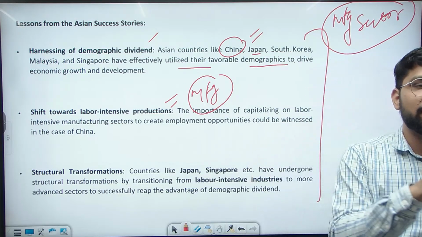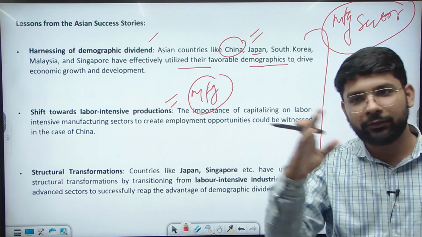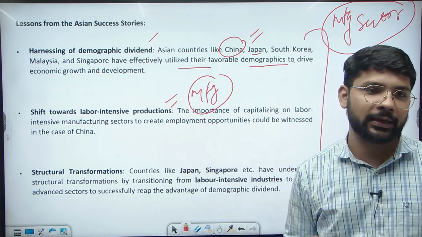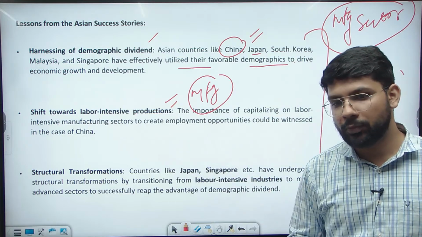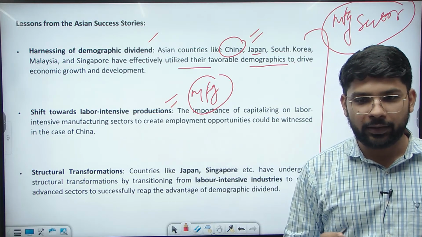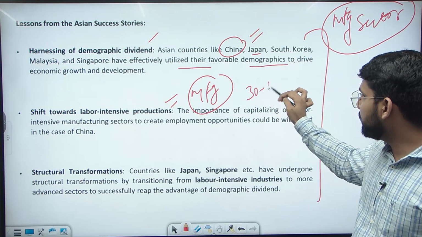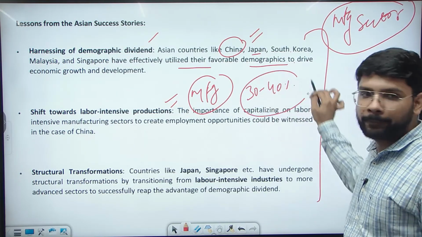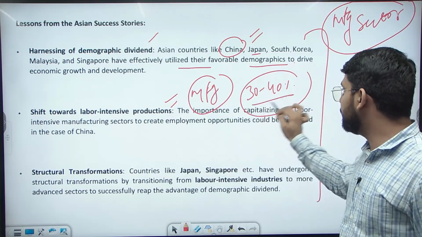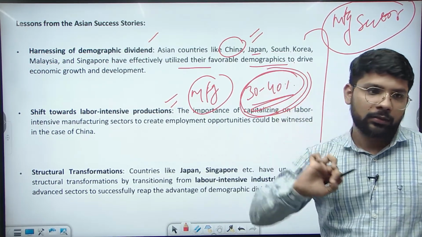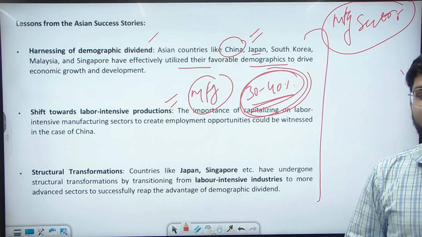30-35% of the population is working in agriculture. 50-55% of the population is working in the service sector. Only 9-10% of the population is working in the manufacturing sector. Whereas this is reversed in China, where 30-40% of the population is working in the manufacturing sector. So this should be the condition if India wants to get maximum output from its demographic dividend.